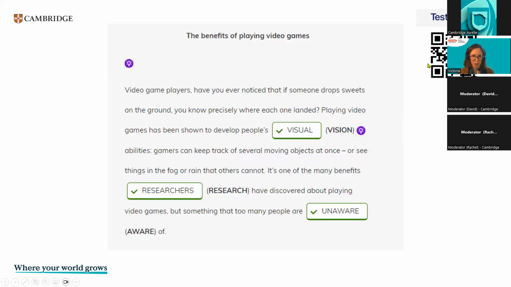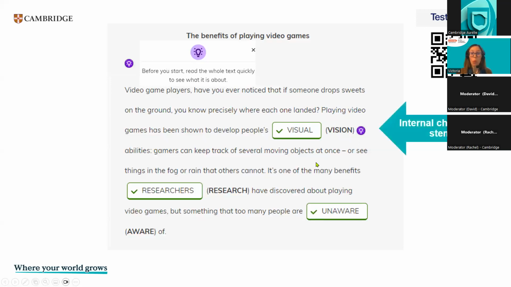So let's look at an example here. This example is taken from Test and Train, which is one of our learning tools, and as such, it gives us some tips. Here, for example, if you click on the light bulb, you will see that it is advising you to read the whole text quickly to see what it is about. Here you can see that the options are displayed and the correct answer is displayed. This is because I wanted to show you some examples of what I meant.